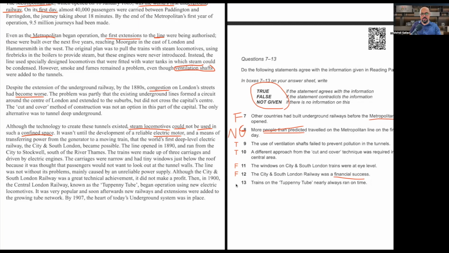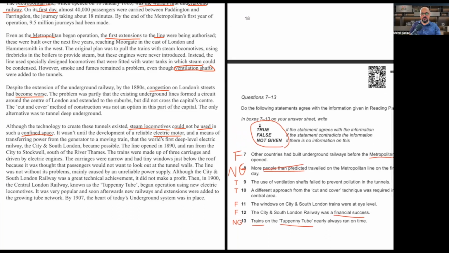So even though this term, tube, is mentioned, and we have the trains, of course, the whole text is about trains and railway trains. Even though we have the word tube, the answer is not given because running on time is not mentioned. So let's choose not given. So it is NG. Okay, lovely.